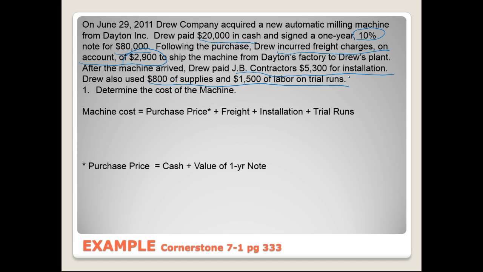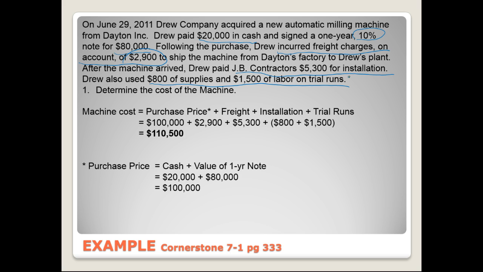runs. Now, how did we figure out purchase price? Right, we said it was the $20,000 in cash plus the $80,000 value of the note, which is $100,000 for purchase price. We know that freight is $2,900, installation was $5,300 paid to JB Contractors, and the trial runs cost the total of supplies and labor, which is $800 plus $1,500, which gives us a total cost for this machine of $110,500.